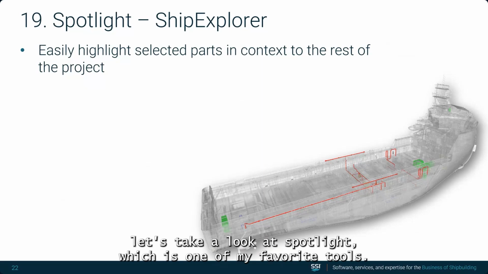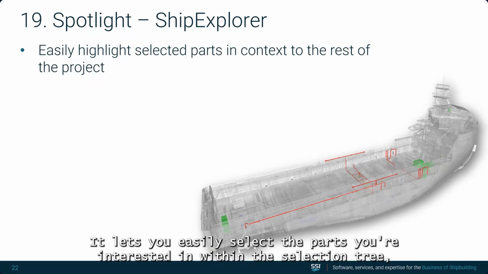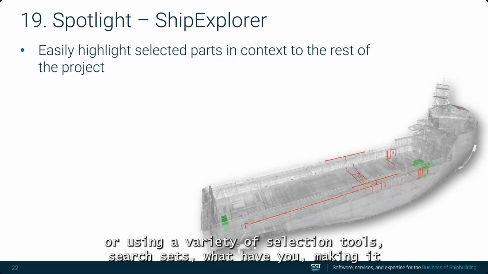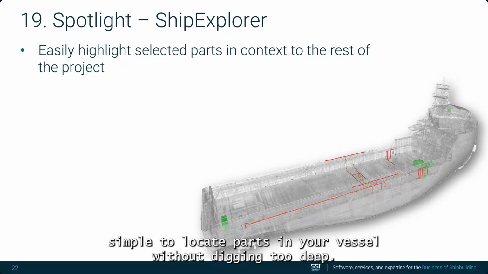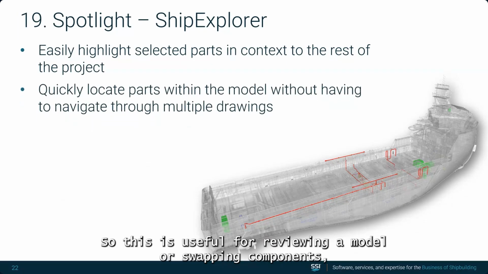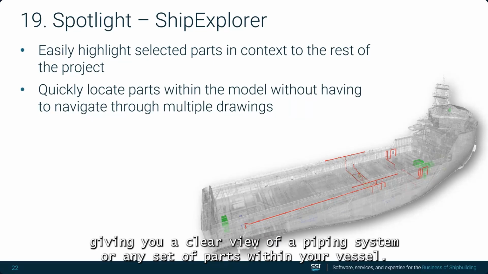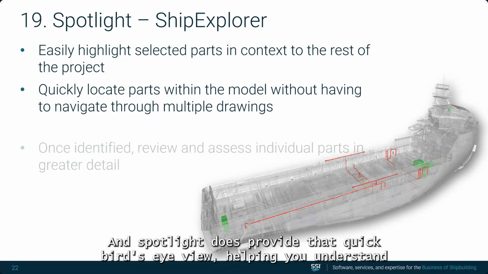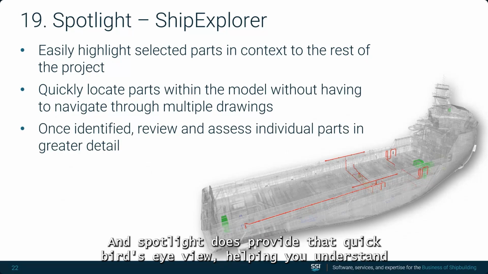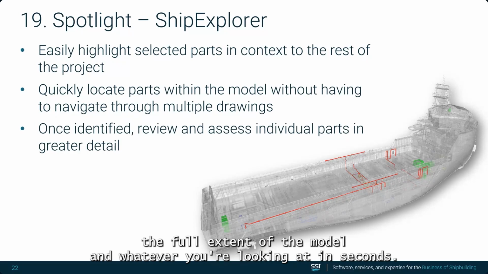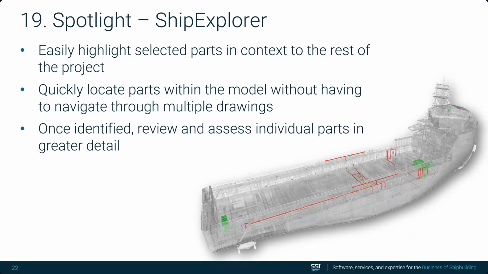So next, let's take a look at Spotlight, which is one of my favorite tools. It lets you easily select the parts you're interested in within the selection tree or using a variety of selection tools, search sets, what have you, making it simple to locate parts in your vessel without digging too deep. So this is useful for reviewing a model or swapping components, giving you a clear view of a piping system or any set of parts within your vessel. And Spotlight does provide that quick bird's eye view, helping you understand the full extents of the model and whatever you're looking at in seconds. So you can see a demo here, the image here to the right.